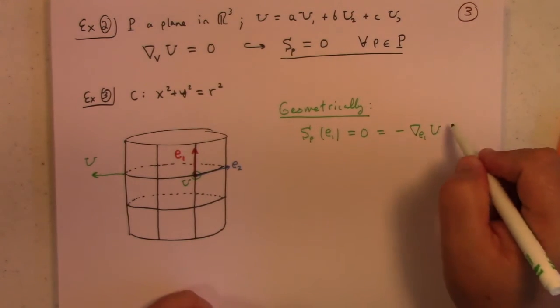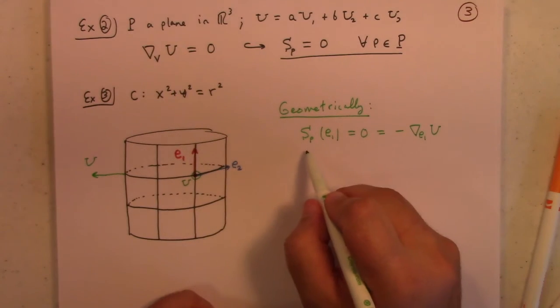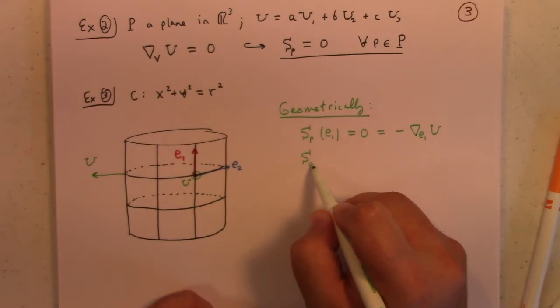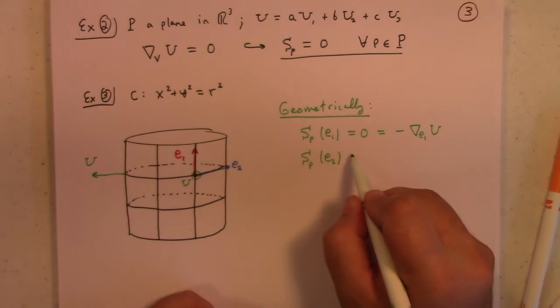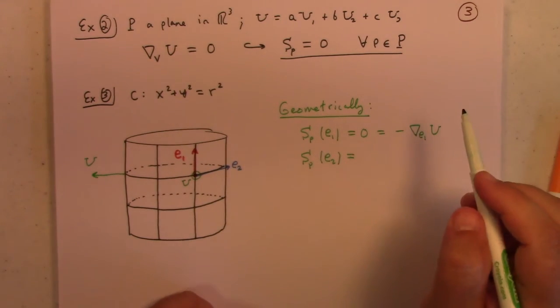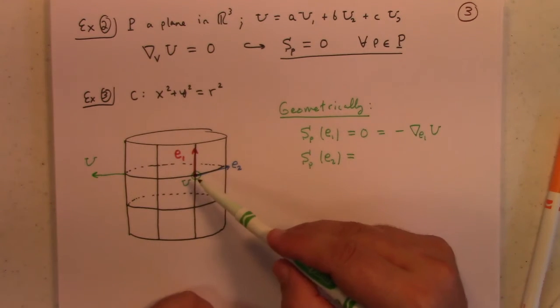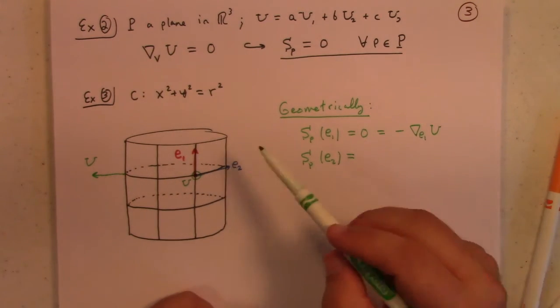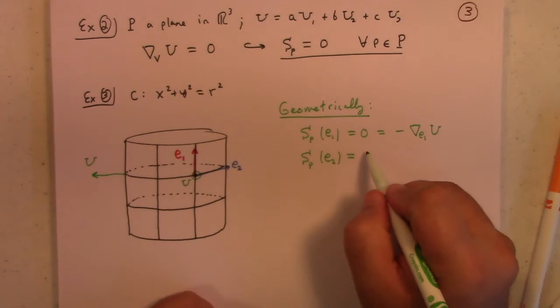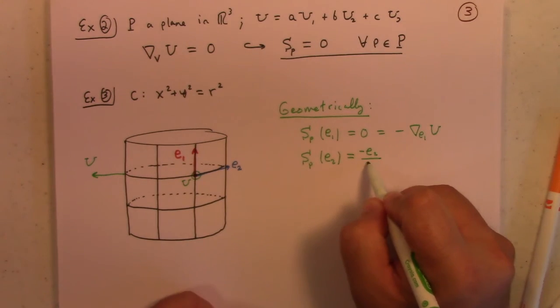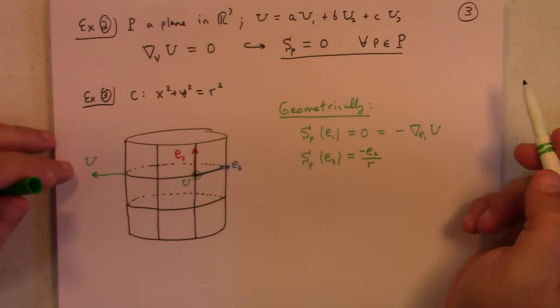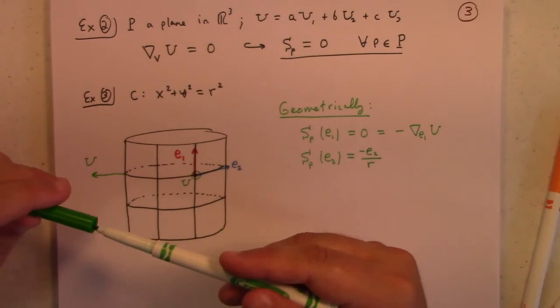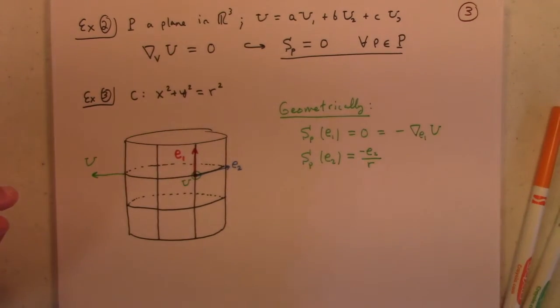The unit normal doesn't change along the E1 direction, whereas the shape operator acting on E2 we expect is not equal to 0. On the basis of the similarity between a great circle on the sphere and a circle on the cylinder, we expect that it should be minus E2 over R, where R is the radius of the cylinder, because it's just like the sphere. Now, we can calculate that directly, and I'll do that.